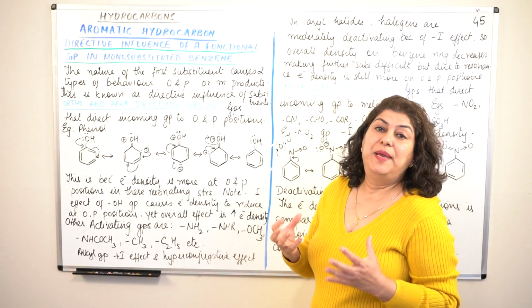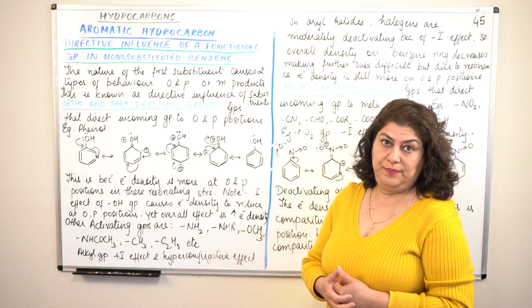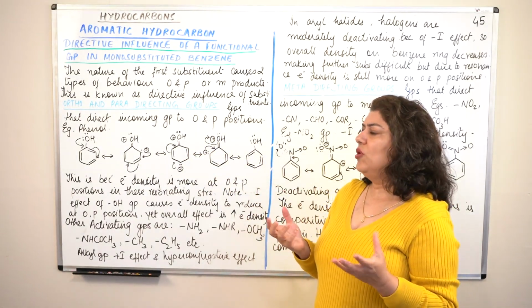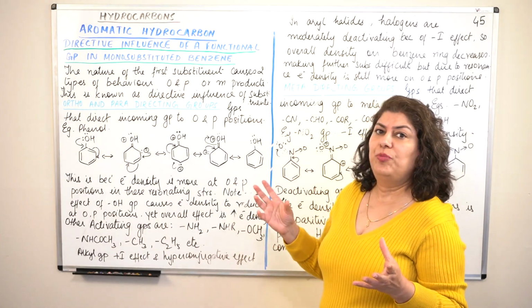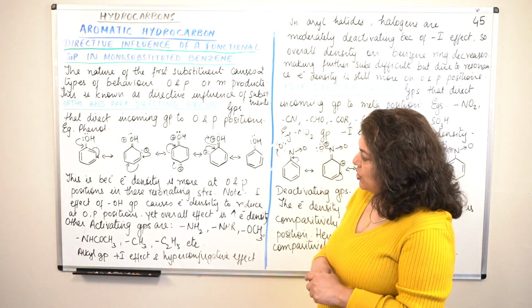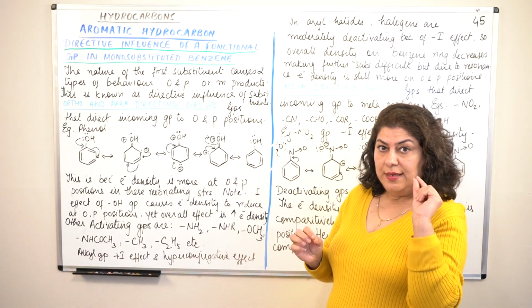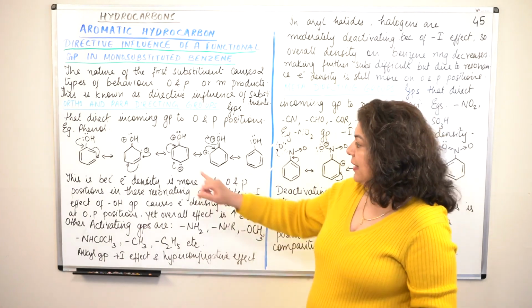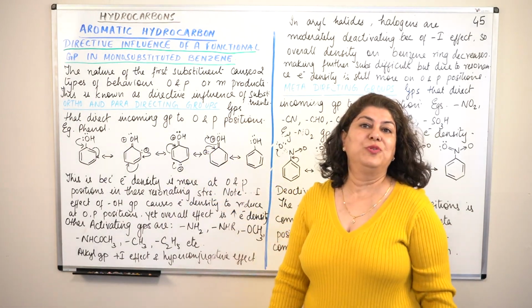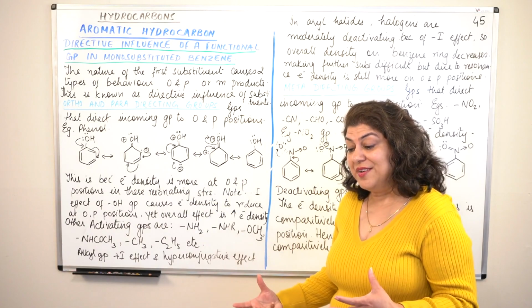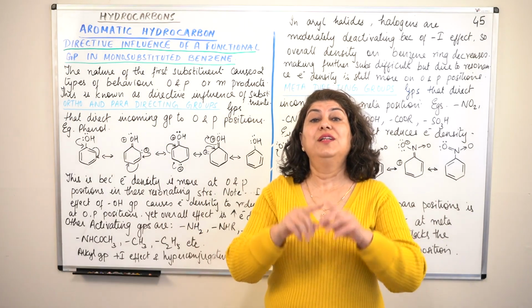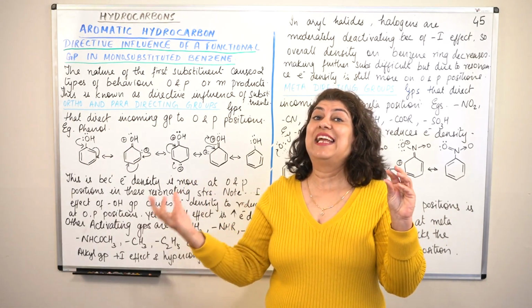Now how does this make it ortho-para-directing? After understanding these structures, what do we see? Why do we say the OH group is ortho and para-directing? If you notice in these resonating structures, where was the negative charge? The negative charge is on the ortho position here, on the para position here, and on the ortho position here. So whenever a substituent comes towards benzene, it always looks for the electron-rich site because it is an electrophile.